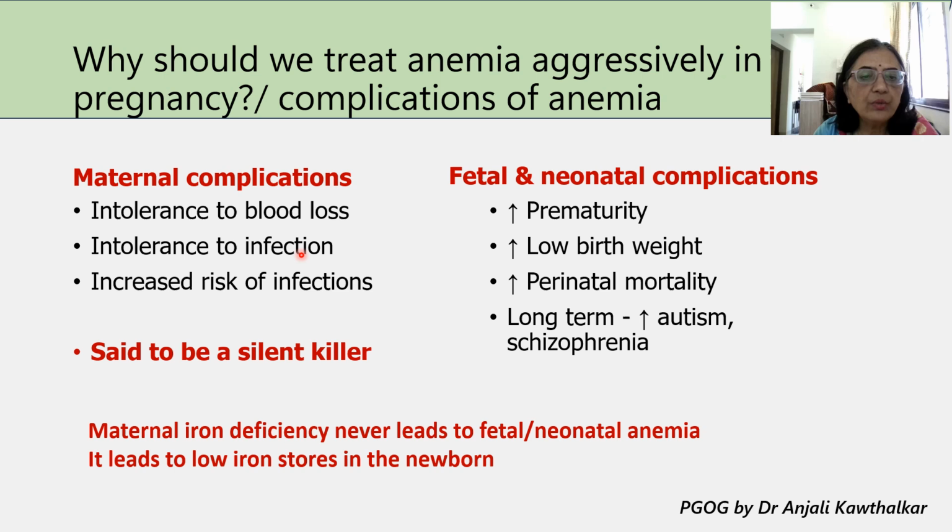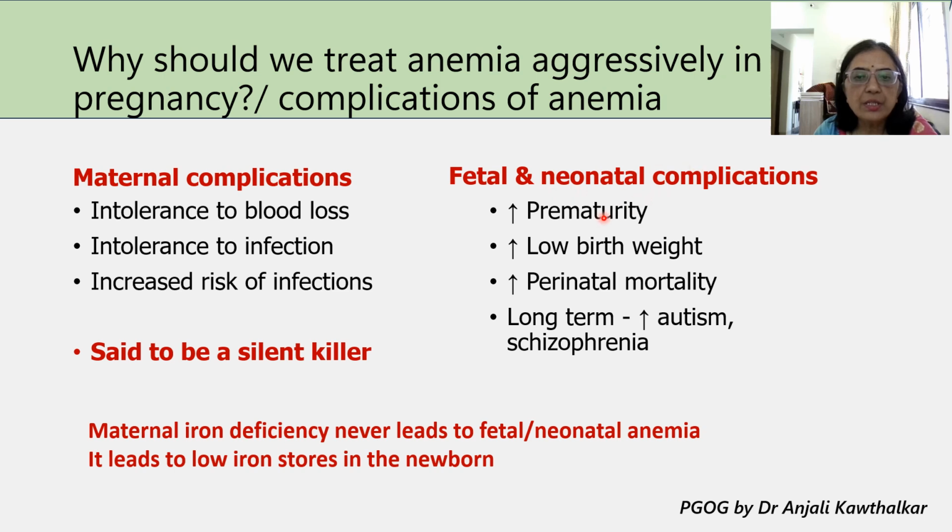The patient will be intolerant to infection, and there will be an increased risk of infections. If infection is there, it will progress to sepsis, and the patient will go into septic shock faster in the presence of anemia. So anemia is said to be a silent killer. With any obstetric hemorrhage, an anemic patient won't be able to tolerate it. With any puerperal infection or puerperal sepsis, we might face severe morbidity or even mortality.